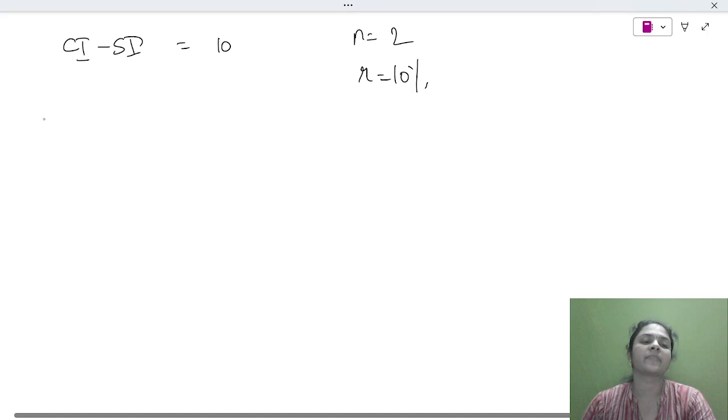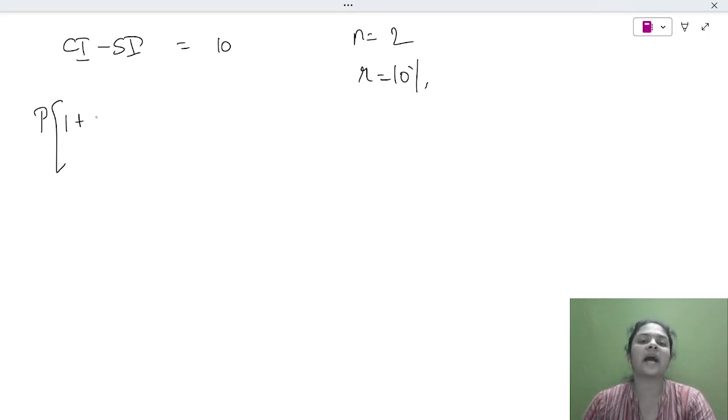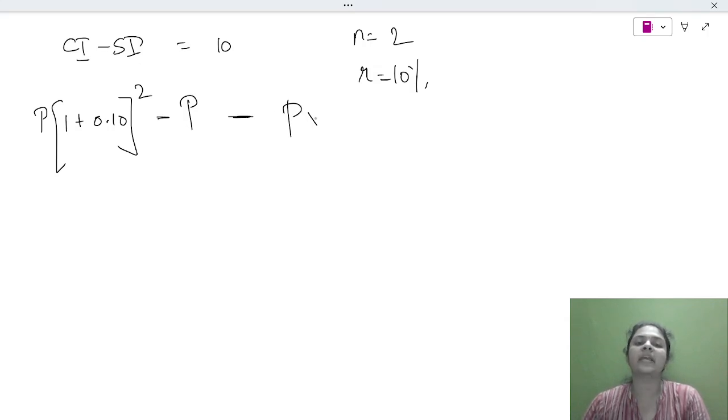So, compound interest formula: P into 1 plus I, so 1 plus 0.10 the whole power 2, minus P. Because this formula gives only the amount, minus P, you will get the interest. Minus simple interest. How to find out simple interest? P into N into I is equal to 10. So simplify.